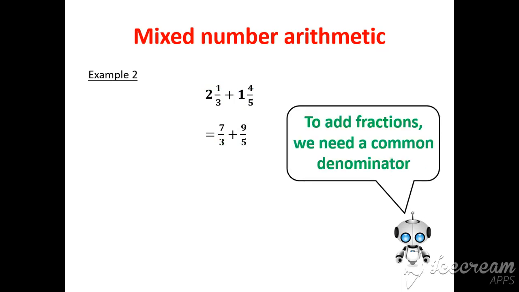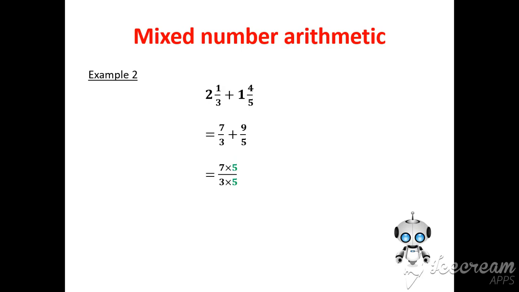Now, when we add fractions, remember the key thing here, we need a common denominator. The denominators are different at the moment. So this is what we're going to do. We're going to take the 7 thirds times the top and bottom by 5, because that's the denominator of the second fraction. We're going to take the second fraction, 9 over 5, and times the top and bottom by 3, because that's the denominator of the first fraction.